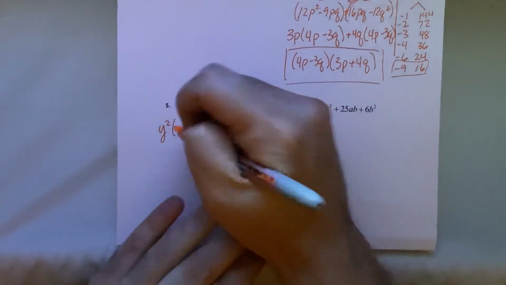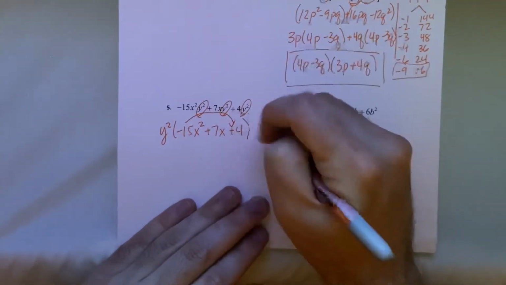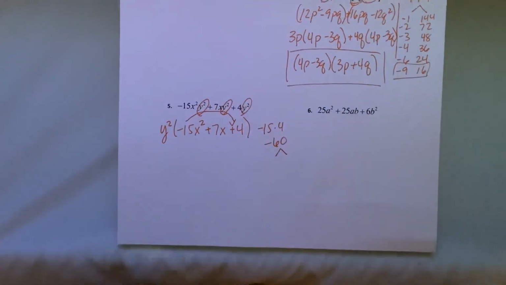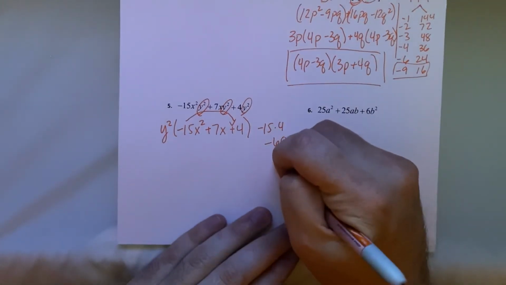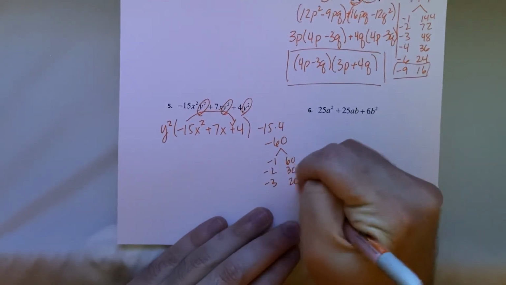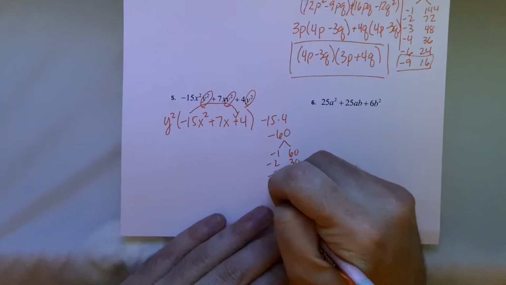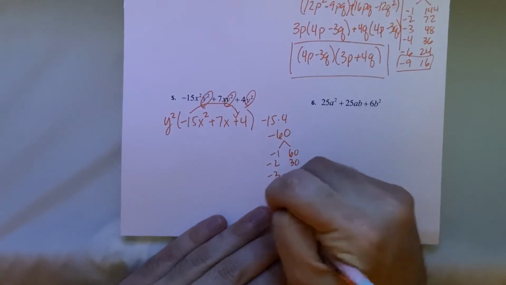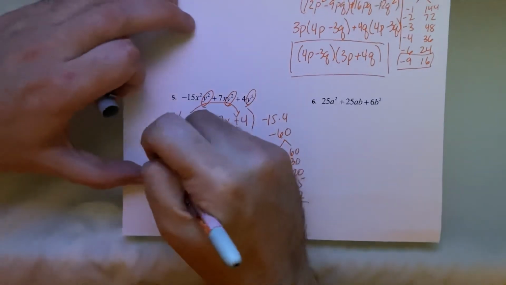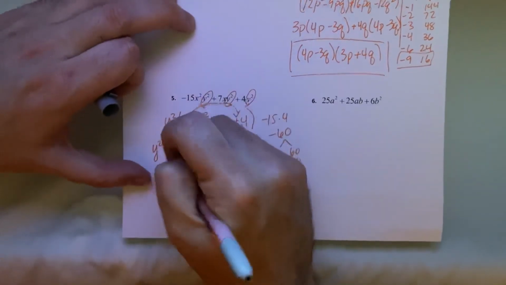potential quadratic. So again, I need to multiply the negative 15 times 4 to get negative 60. Factors of negative 60 that add to 7. I need the bigger one to be positive. We've got negative 1 and 60, negative 2 and 30, negative 3 and 20. Looks like negative 4 and 15, negative 5 and 12. So we find the ones that add to 7. And again, we break down our middle term.